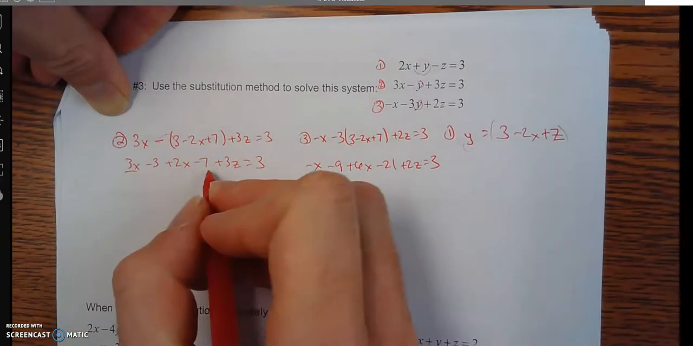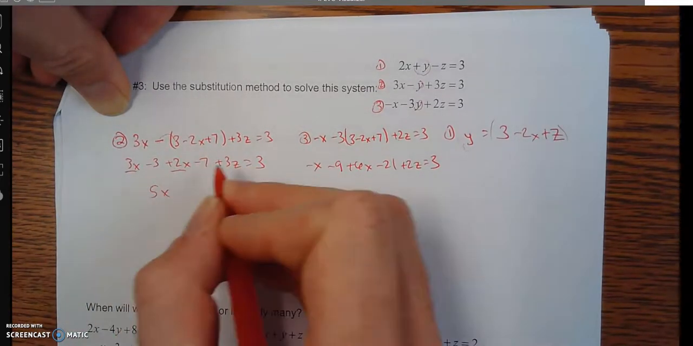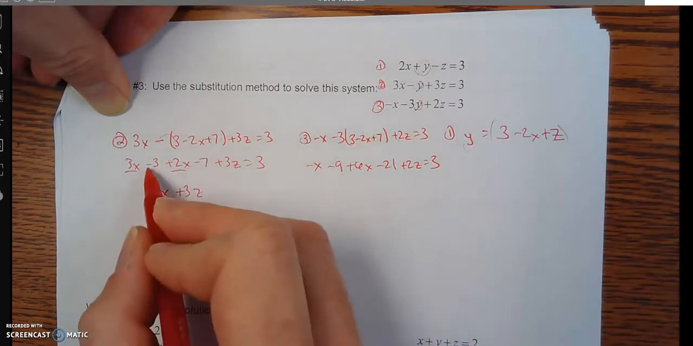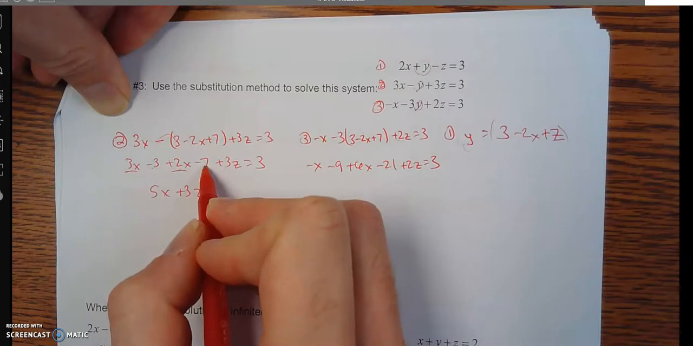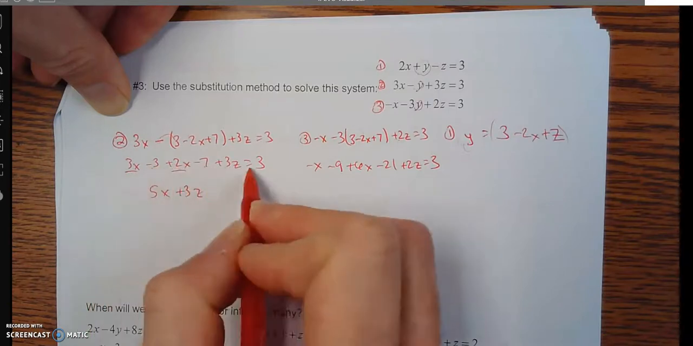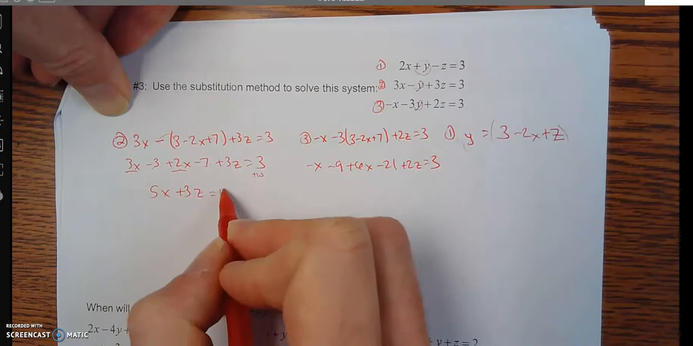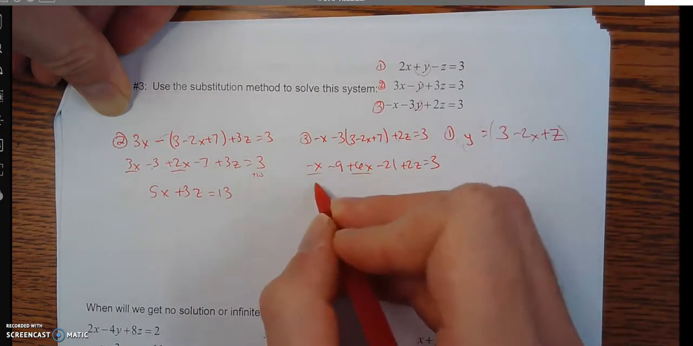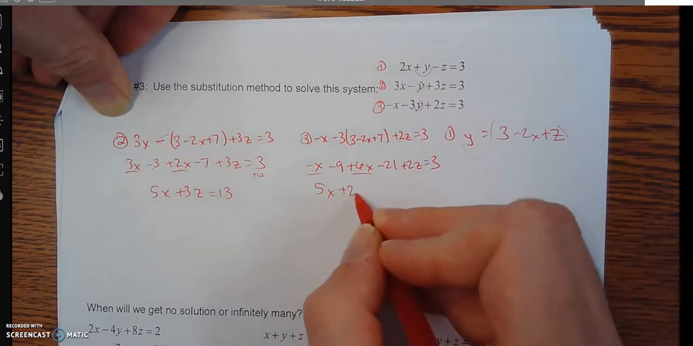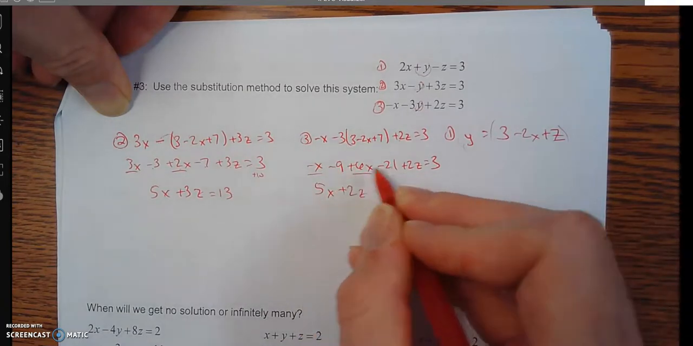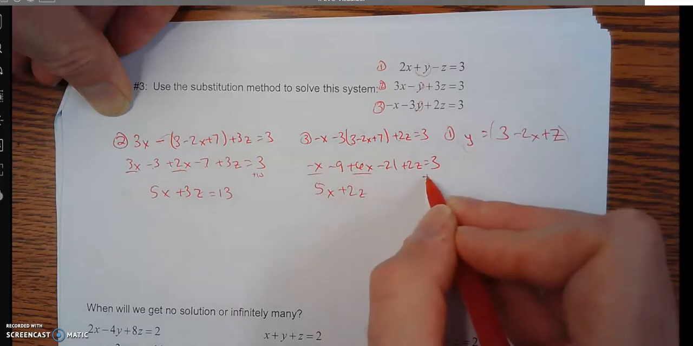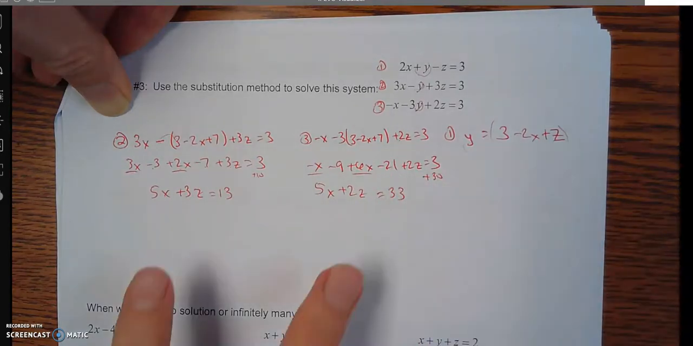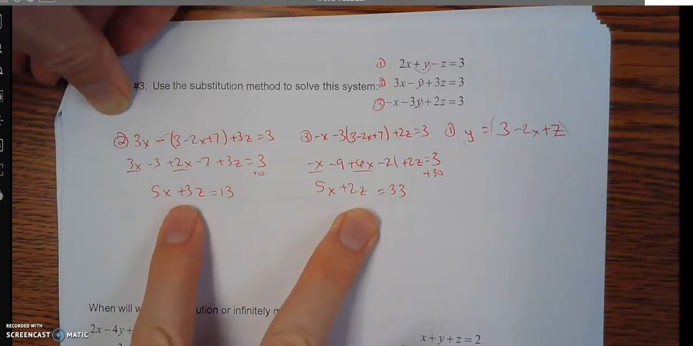Okay, so combine like terms. I got 5x. My z's would be 3z. And here I've got minus 3 minus 7. That'd be minus 10. So I got a negative 10. I'm going to bring it over as a plus 10. So this would equal 13. On the other side, x's would be 5x plus 2z. And this would be a negative 30. Bring it over as a plus 30. So this would equal 33. Okay. Two equations with two unknowns.